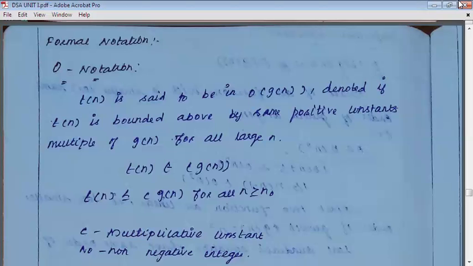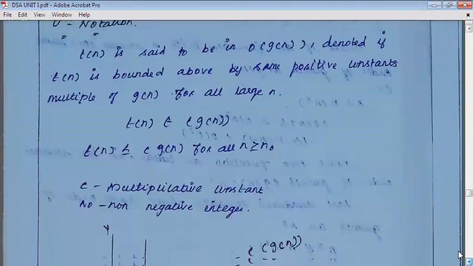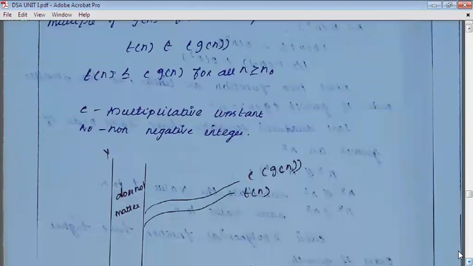So T of n is less than or equal to c times g of n, where c is a multiplicative constant, for all n greater than or equal to n naught. Here c is a multiplicative constant, and n naught is a non-negative integer, that is going to be positive.